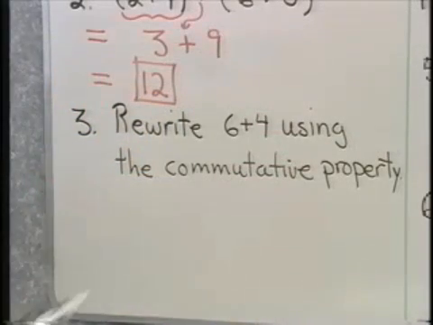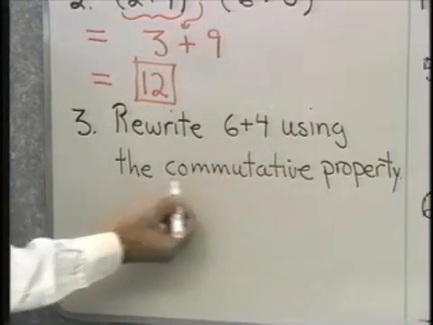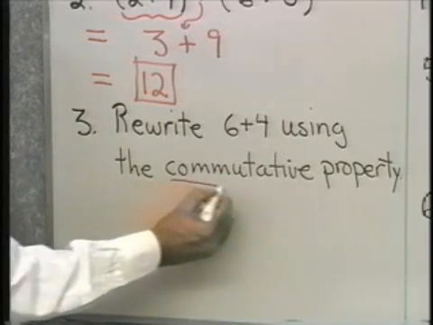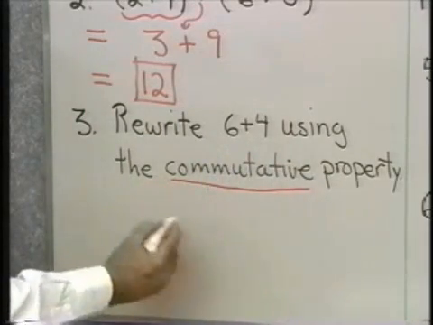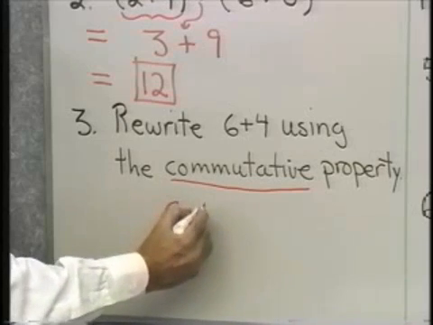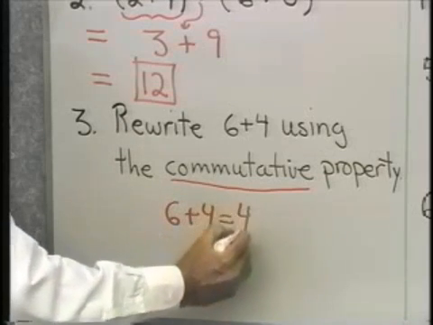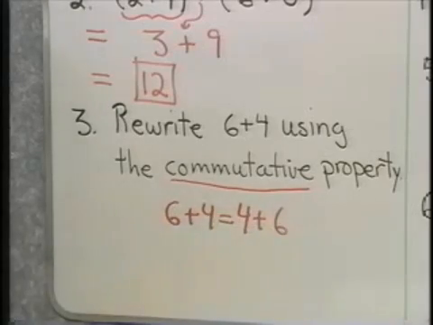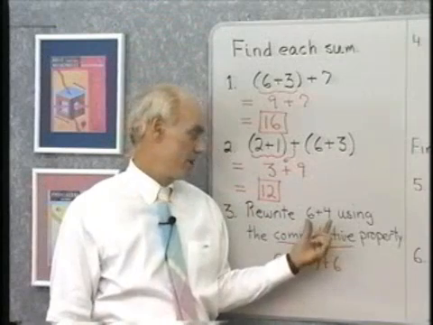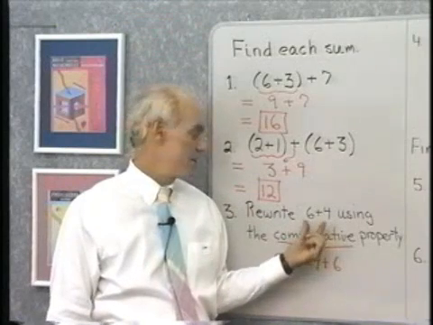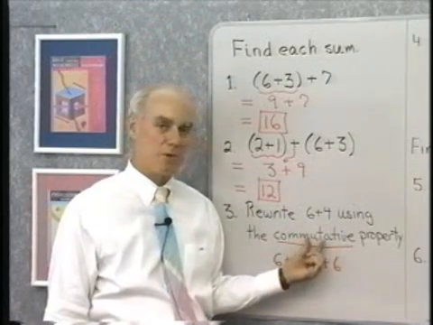Let's rewrite 6 plus 4 using the commutative property. Well, the commutative property says that we can change the order of two numbers in a sum without changing the result. So 6 plus 4 will be equal to 4 plus 6 using the commutative property. Now notice it doesn't say to simplify 6 and 4. That is, I don't want to add 6 and 4. I simply want to rewrite this using that commutative property.